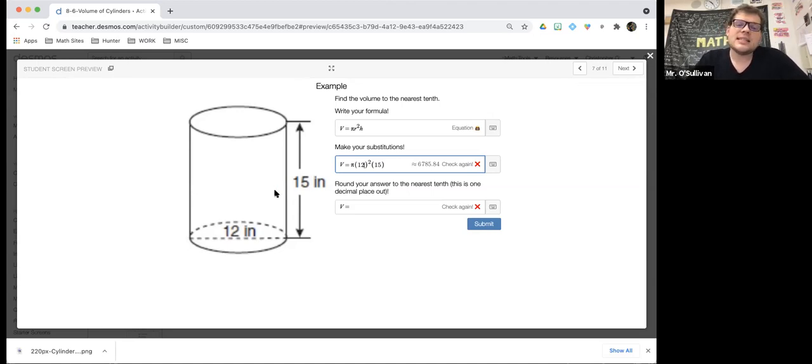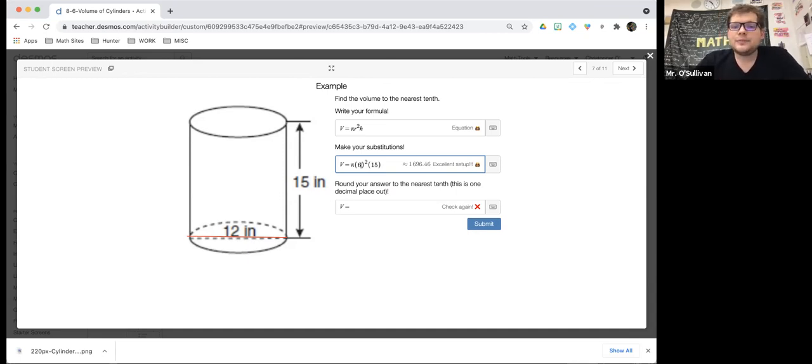So let's think about this. Is 12 a diameter or is it a radius? It's a diameter because I'm going across my whole cylinder's base. So if I had a 12 as my diameter, what's my radius? It's 6 because 12 divided by 2 is 6. Instead of putting a 12, I'm going to put a 6. And now we did it correct.